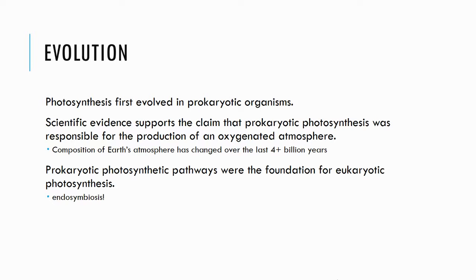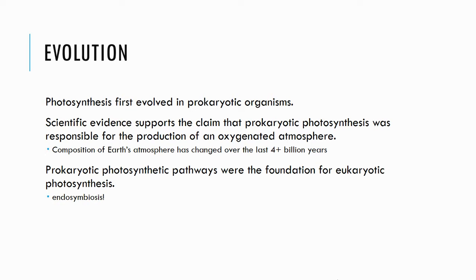Let's backtrack to where photosynthesis even came from. Photosynthesis first evolved in prokaryotic organisms. Scientific evidence supports the claim that prokaryotic photosynthesis was responsible for the production of an oxygenated atmosphere. One of the things we know from looking at lots of different types of data is that the composition of our Earth's atmosphere has changed dramatically over the last 4+ billion years. At one point, several billion years ago, there was an oxygen revolution where our atmosphere started to contain more oxygen, and that's from prokaryotic photosynthesis.